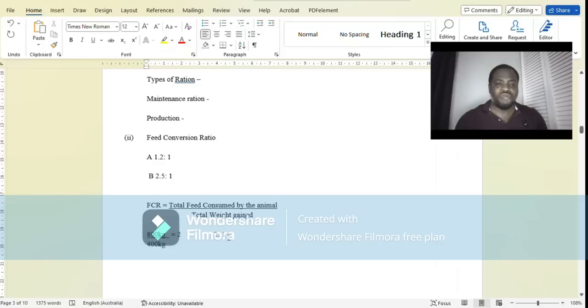So if CSEC provides you with questions along this line, once you look at the lower feed, and the first ratio represents the feed, once you get that lower number, it's better for the farmer. So in that, he's using less feed to gain that same weight.